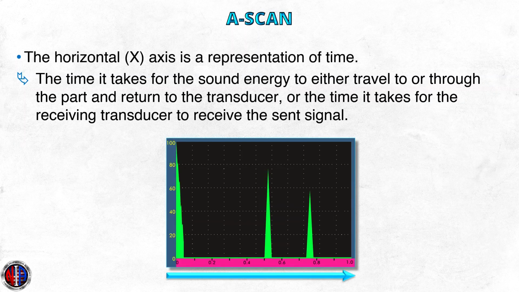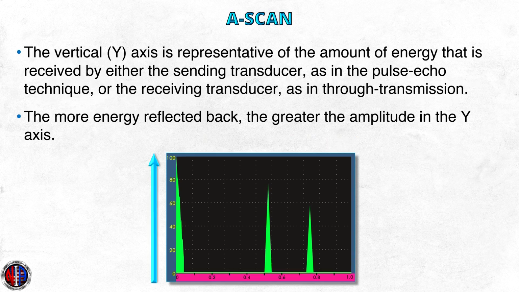The horizontal or x-axis is a representation of time, the time it takes for the sound energy to either travel to or through the part and return to the transducer, or the time it takes for the receiving transducer to receive the sent signal. The vertical or y-axis is representative of the amount of energy that is received by either the sending transducer, as in the pulse echo technique, or the receiving transducer, as in through transmission. The more energy reflected back, the greater the amplitude in the y-axis.